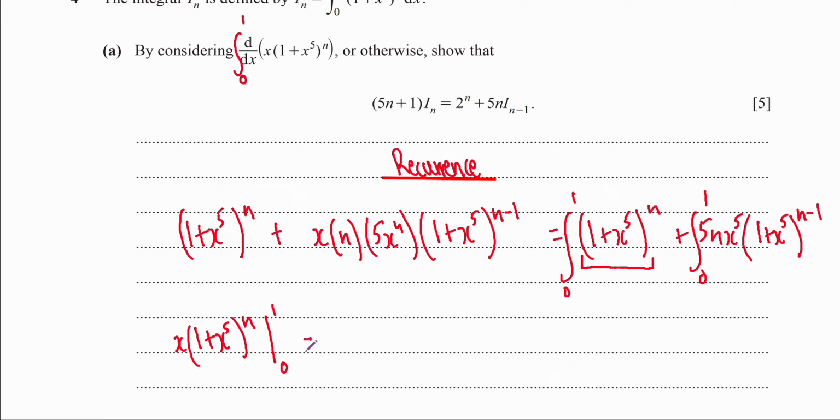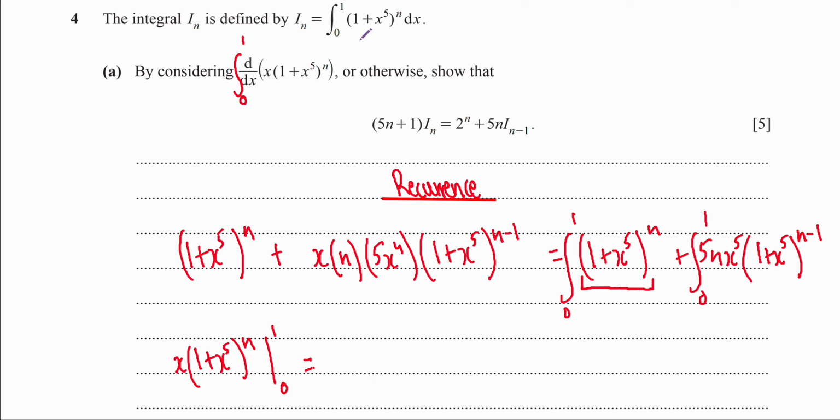That's on the left hand side. On the right hand side now we have this thing right here, but that's just the integral In, right? That's what we want to get. So I'm just left with In over here. Okay. And now what do we have over here? We have 5n x to the power 5, 1 plus x to the power 5 to the n minus 1. Okay. I'm going to bring the 5n outside because that's just a constant, right? n is just a constant, 5 is just a constant. So I'm going to have plus 5n.